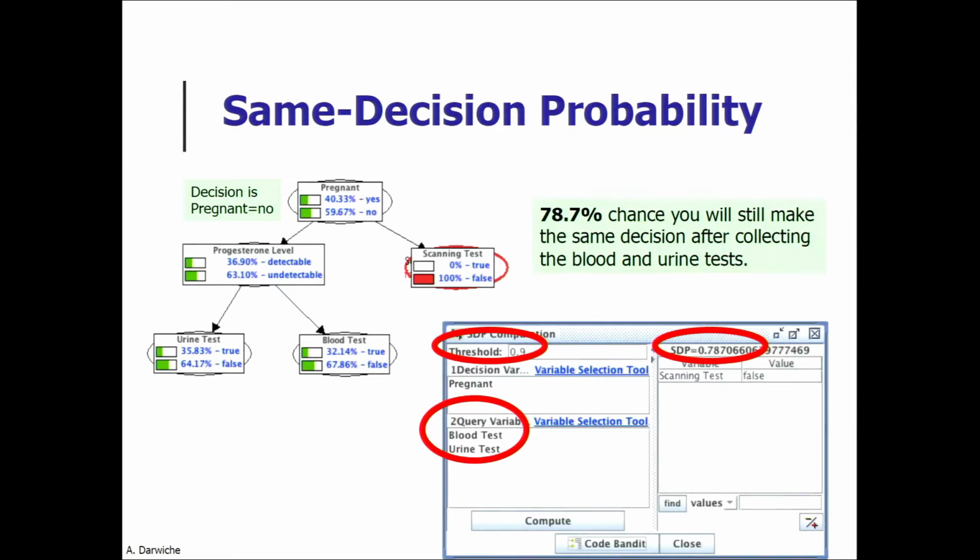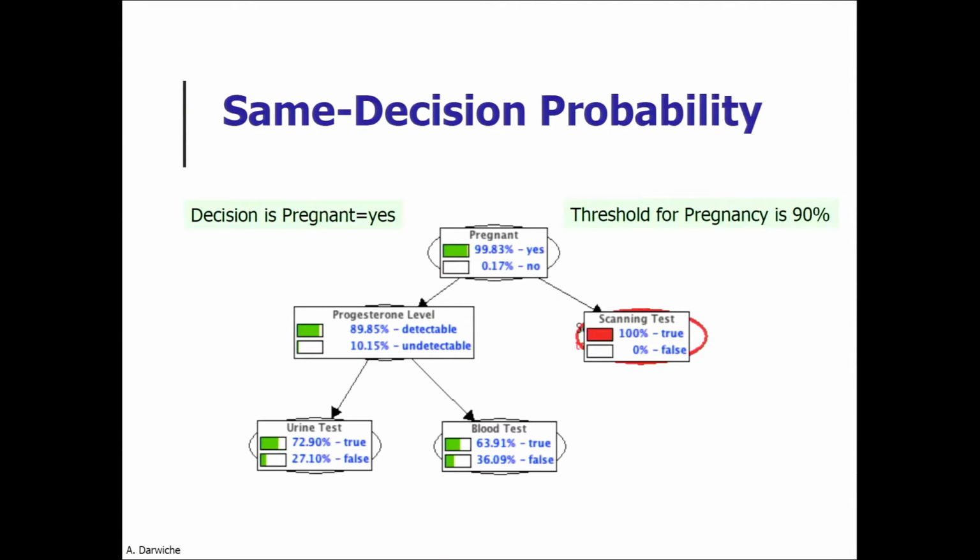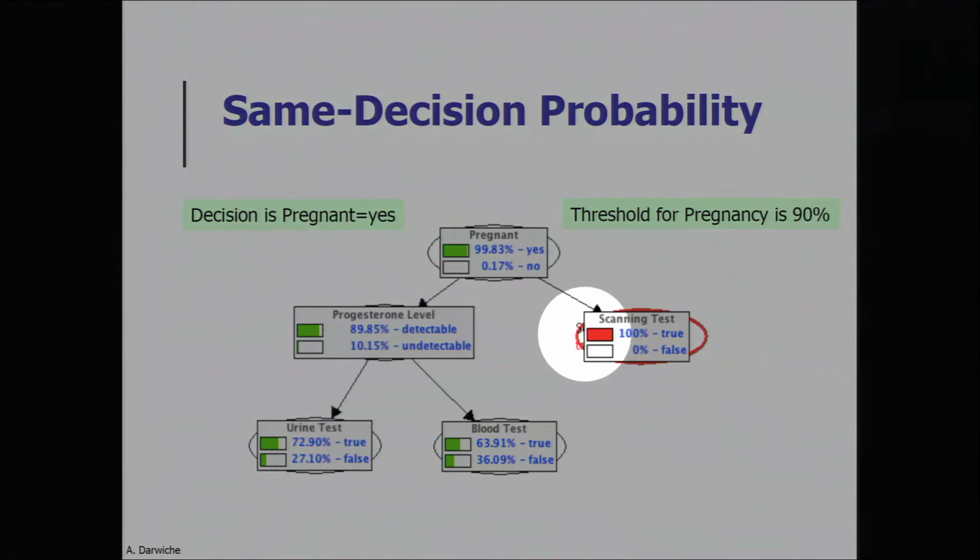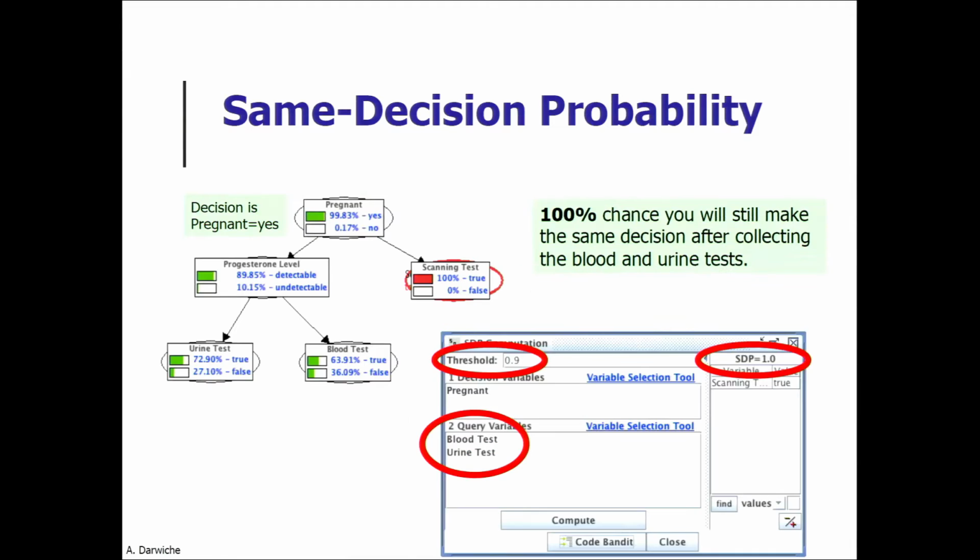Because you may have like 10 variables that you didn't measure yet, and you're thinking about 3 of them. You say, what is the SDP with respect to these particular 3? Let me show you one more example with respect to this guy. In this case, I did the scanning test, but the scanning test came out negative, actually. Positive, sorry. And then look what the probability of pregnancy, 99.83. And that's now a positive decision, right? Positive. If you compute the, so then the question is still, what's the SDP with respect to these two guys? In this particular example, it turns out to be 100%.